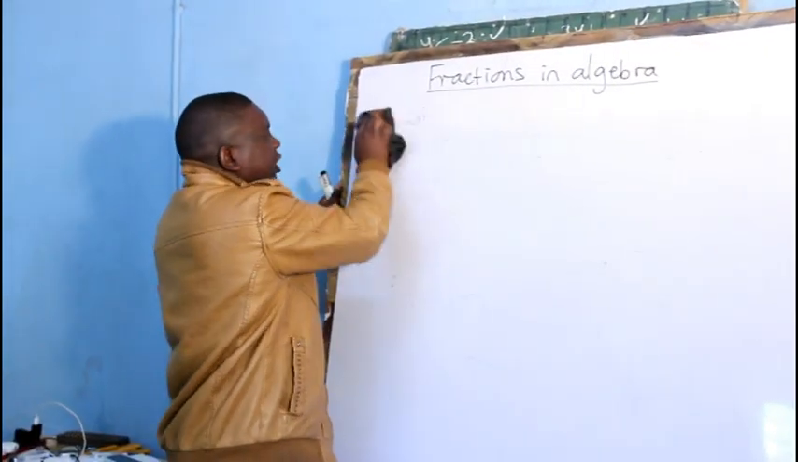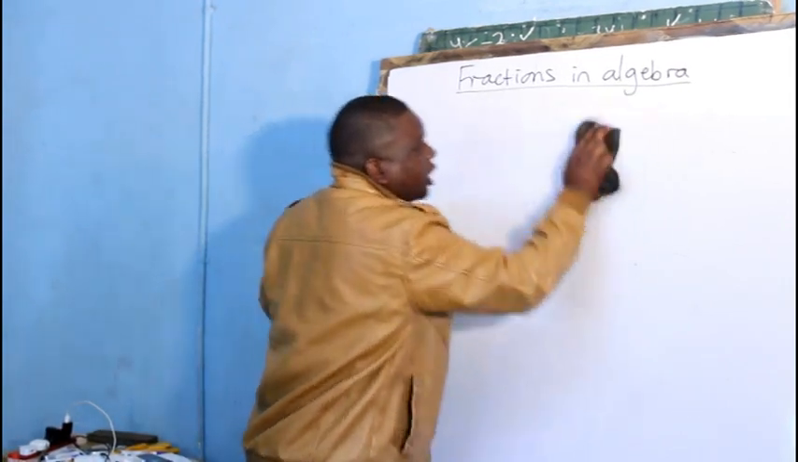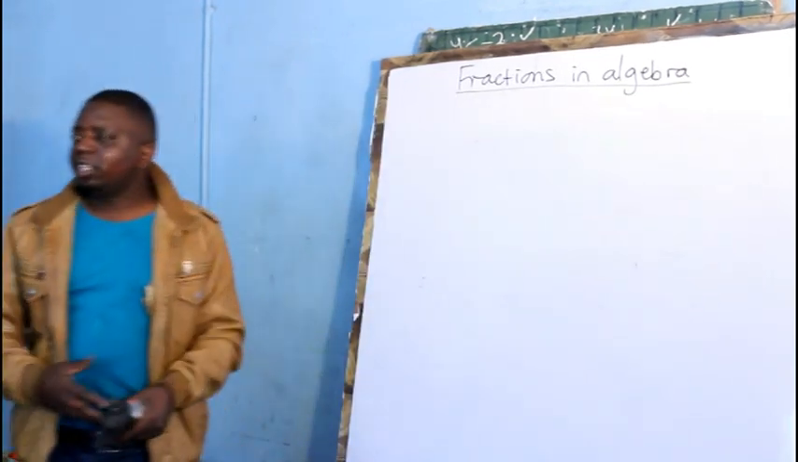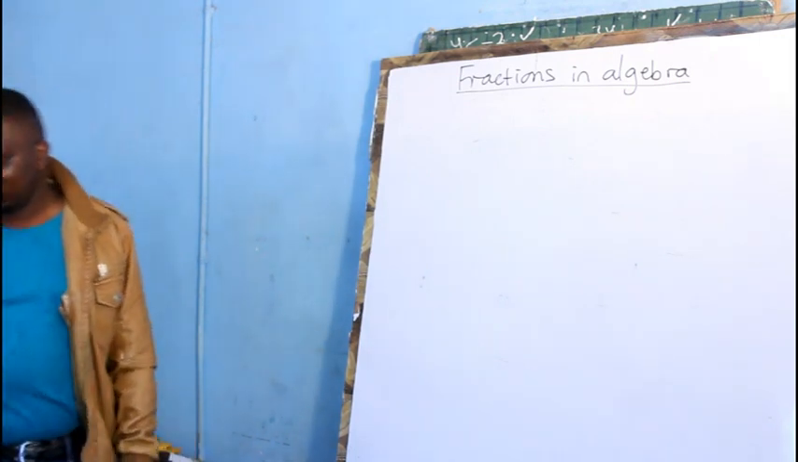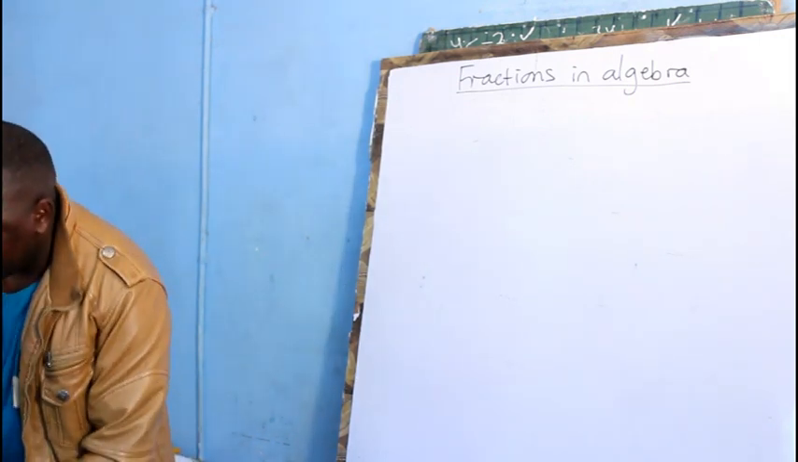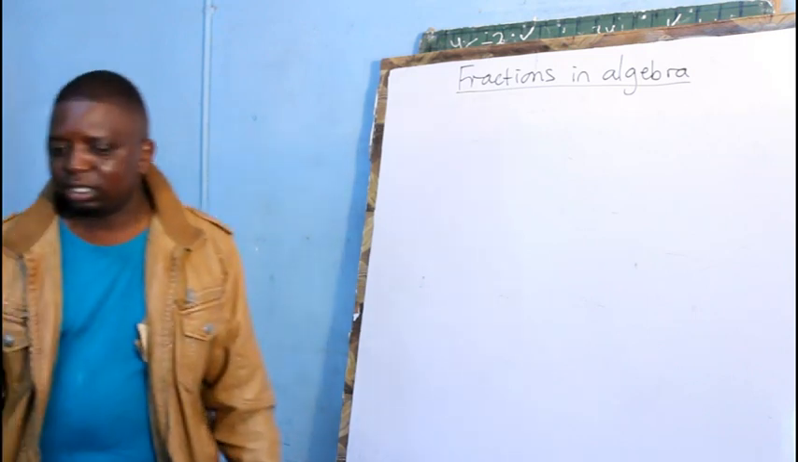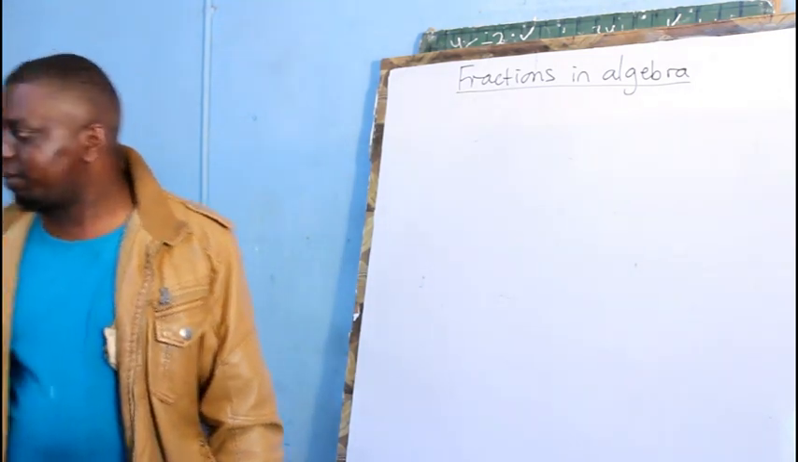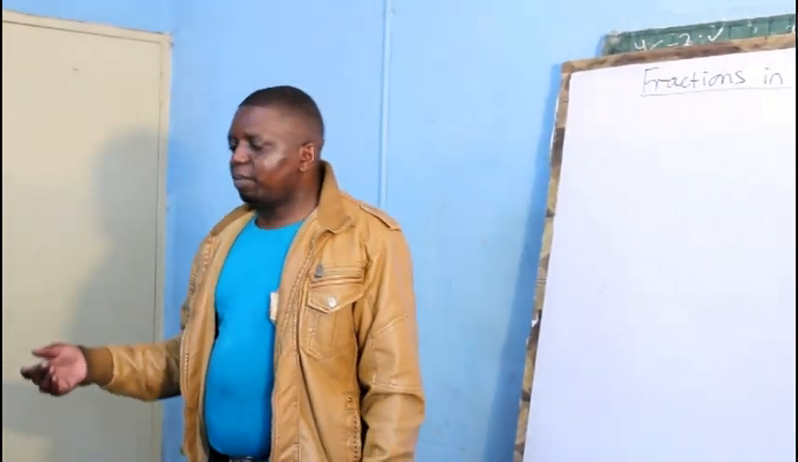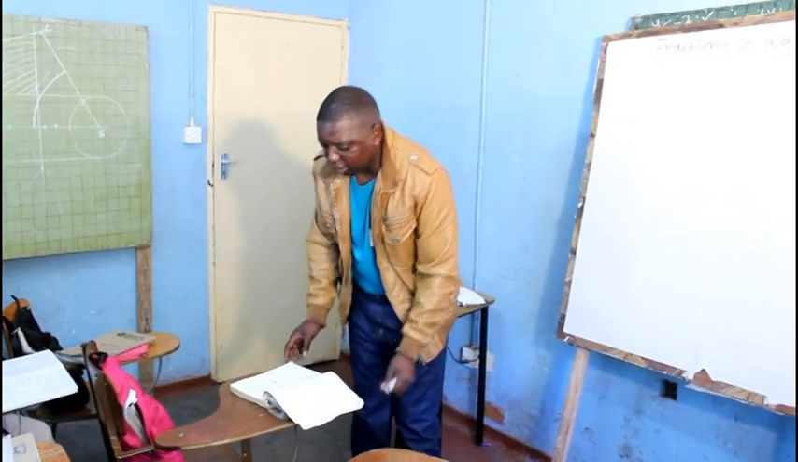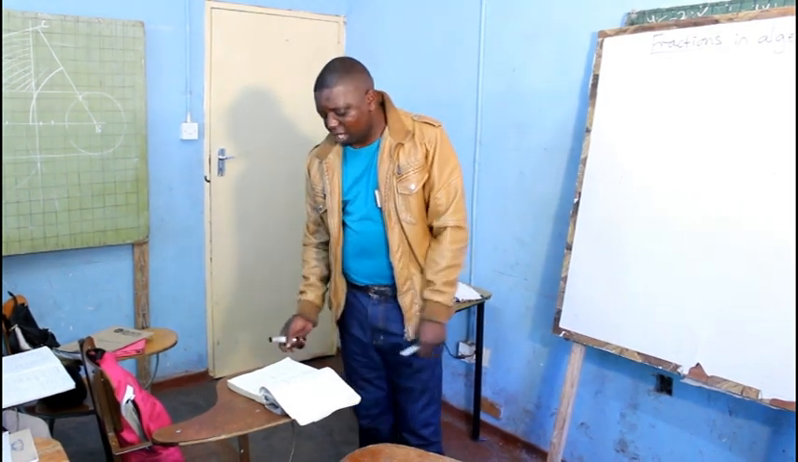Do the factorization. If it is a fraction, factorize both the numerator and the denominator, and find out which are the common factors. Come up with the common factors. Understand this concept of fractions in algebra.